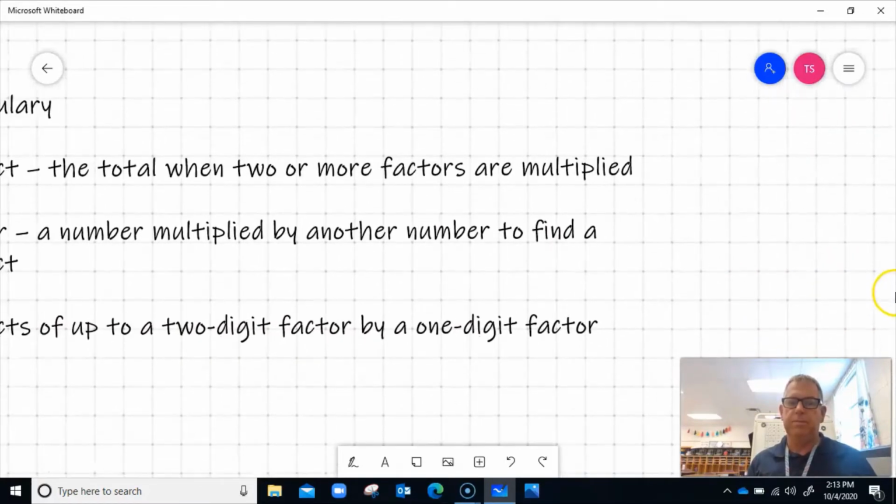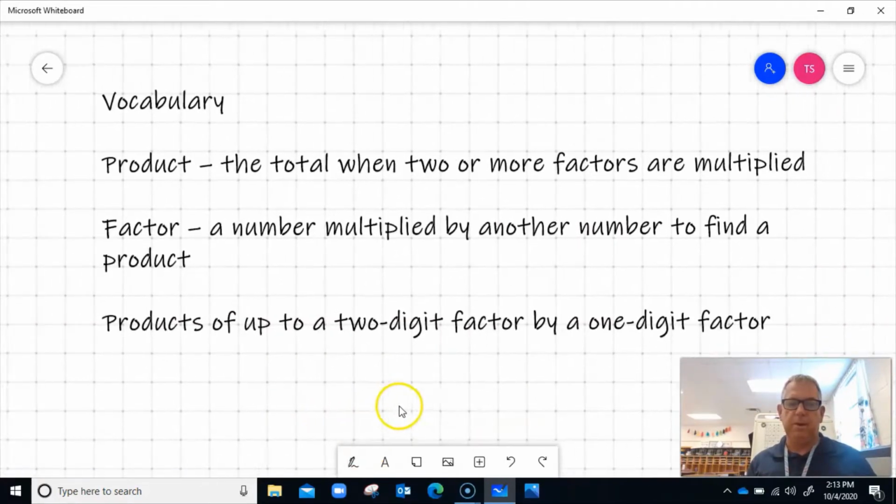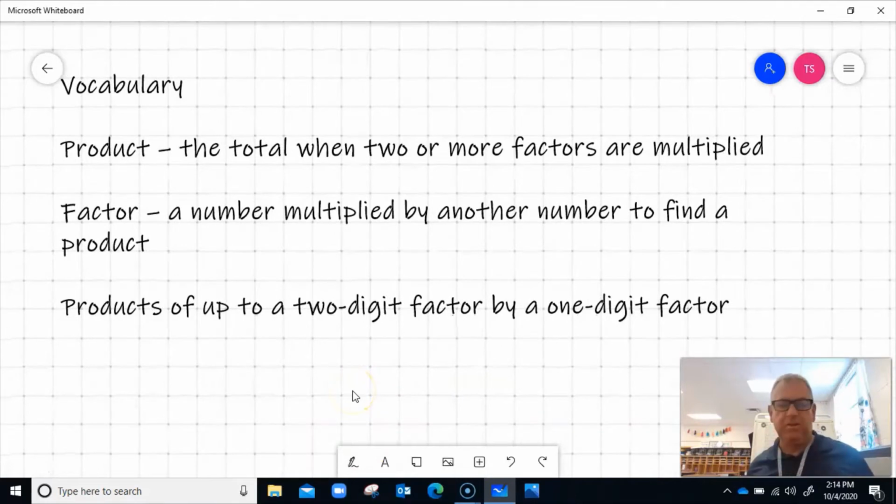Well, let's go ahead and look at some of the vocabulary here. The vocabulary is pretty much the same as we talked about in multiplication before. Product is the answer to a multiplication problem, and factors are the two numbers that we put together, or however many numbers we multiply together. And today, like we said in the I-can statements, products up to a two-digit factor by a one-digit factor. So we're going to be doing a two-digit by one-digit multiplication problem.